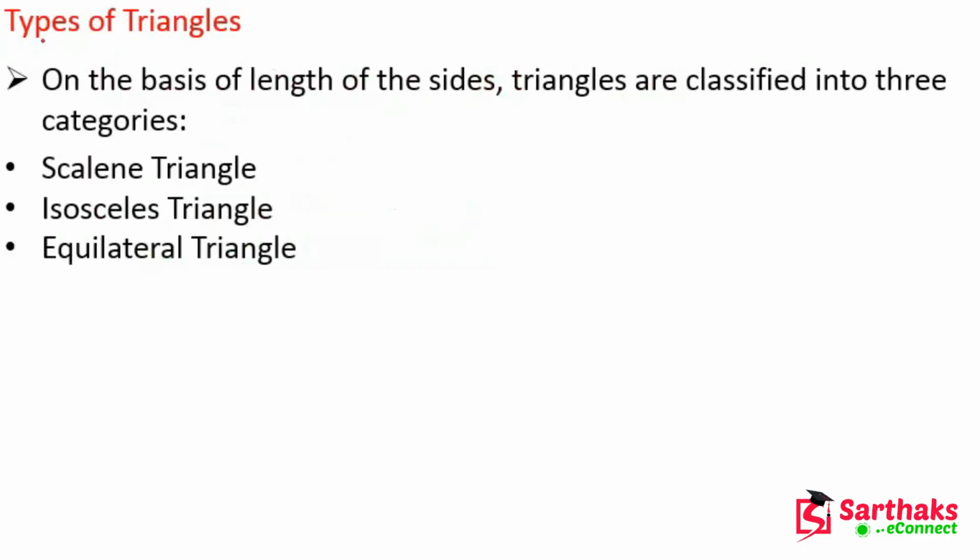Okay, so now let's see the types of triangles. On the basis of the length of sides, triangles are classified into three categories. First is scalene triangles, second is isosceles triangles, and the third one is equilateral triangles. So these are the three categories of triangles on the basis of sides. I hope you understand these things, my dear friends. So now let's see them one by one.